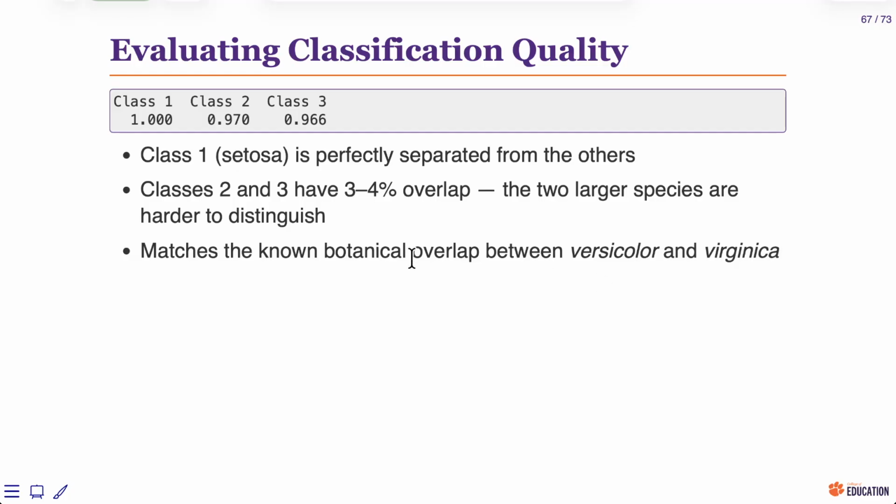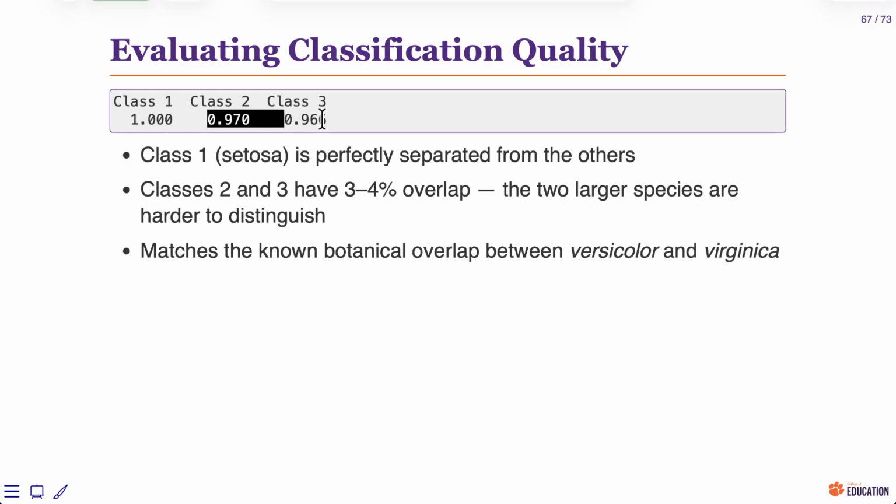We could also look at classification quality for each class. This is sort of the average posterior probability. This is like entropy, but we're just doing it within each class. What you'll see here is flowers that were classified into class 1, all were classified into class 1 with certainty. That's why setosa is perfectly separated from the other flowers.